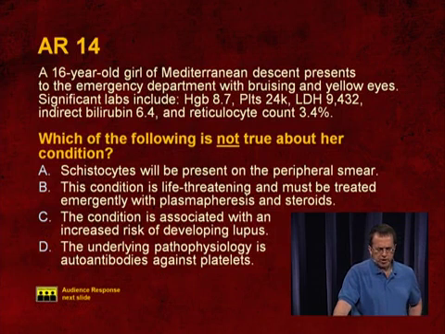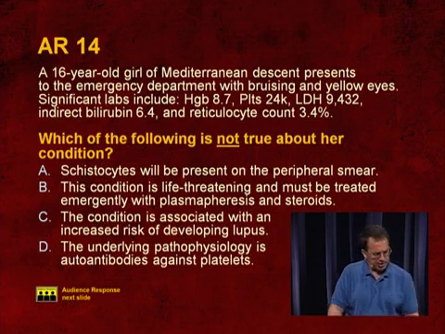So which of the following is not true about her condition? I apologize for the negative question. Will she have schistocytes? This condition is life-threatening and must be treated emergently. Well, if you're going to poo your pants, that better be true. The condition is associated with an increased risk of developing lupus. The underlying pathology is autoantibodies against platelets.